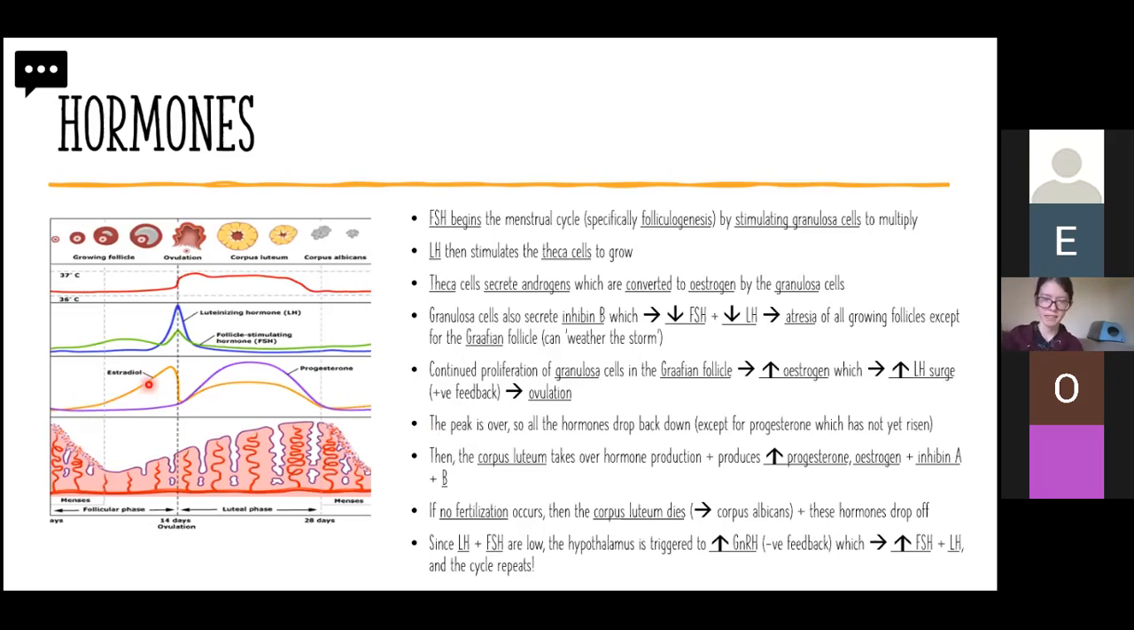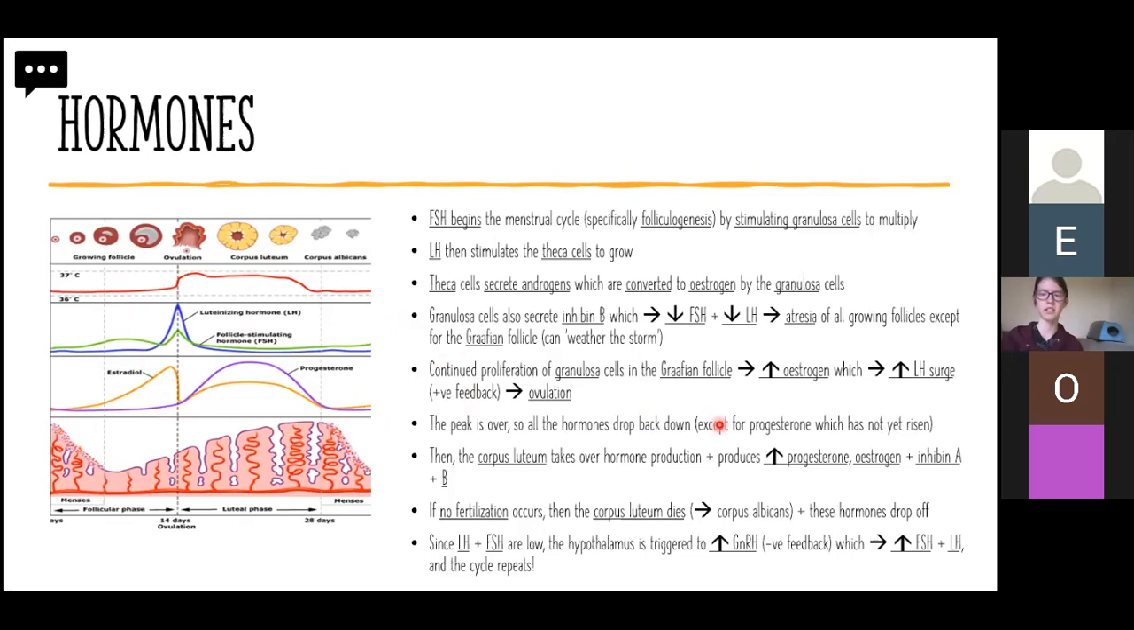Now the granulosa cells also secrete inhibin B. Now inhibin B is going to push down the FSH and LH, because remember, inhibin inhibits those hormones. And because you get that drop in FSH and LH, it's going to lead to atresia or death of all of the growing follicles except for the Graafian follicle, which is the big one that can sort of weather the storm. Once it's done that, it'll continue to proliferate and you're getting more and more estrogen, right?